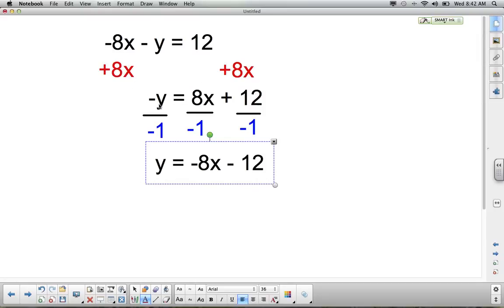That negative in front of the y really means that we are multiplying y by negative 1. So what we're going to do is we're going to divide all three of the parts by that negative 1. So you can see I've divided by negative 1 all the way across, and what we are left with is y equals negative 8x minus 12. Watch your sign.